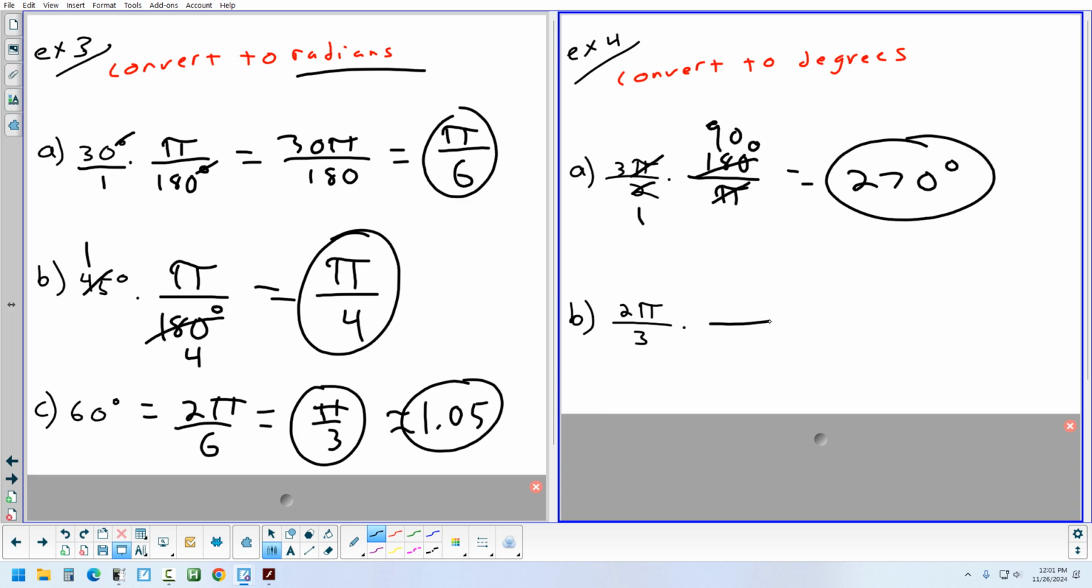And let's finish up with this one. 180 in the top, pi in the bottom. What's going to cancel out completely there? Yep, pi. And how many times does 3 go into 180? Yeah, 60. And then I'm left with 2 times 60, which is 120. And you do need that degree symbol. If you don't put the degree symbol, that's 120 radians. That's not what we want.